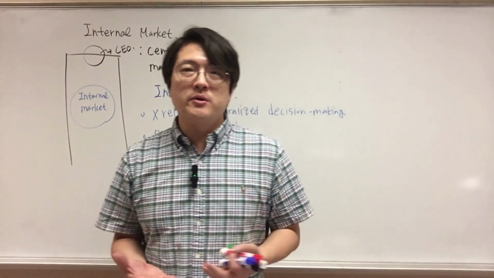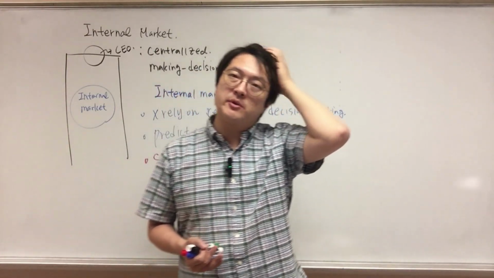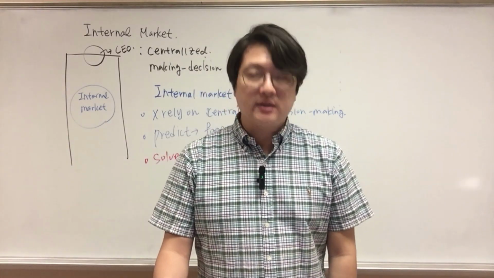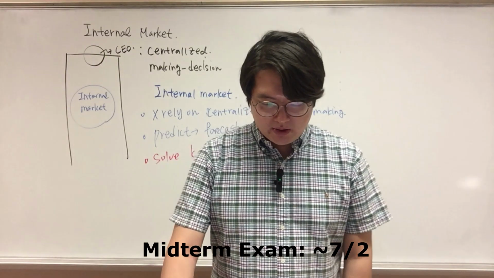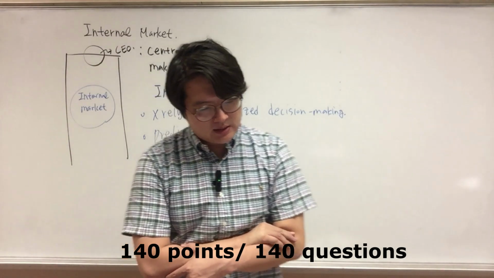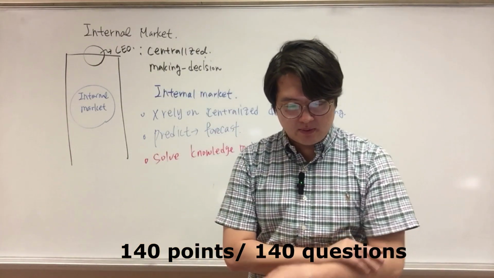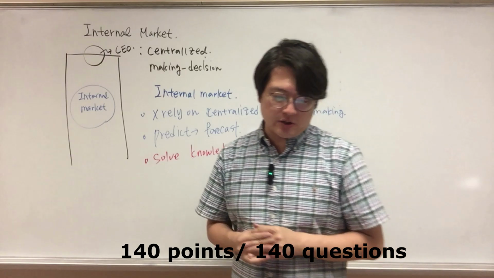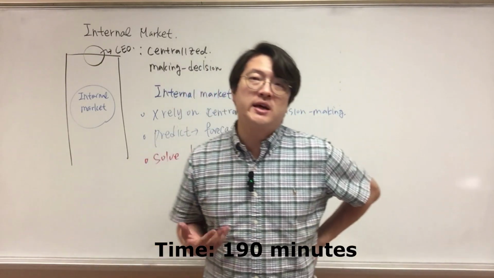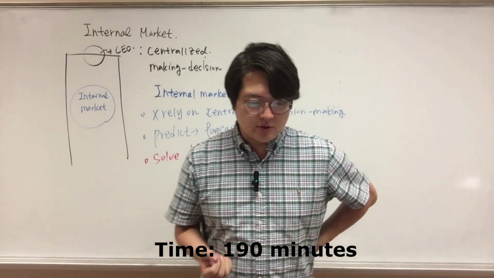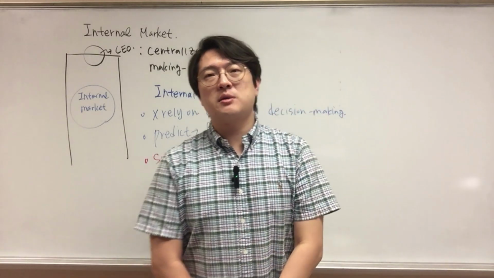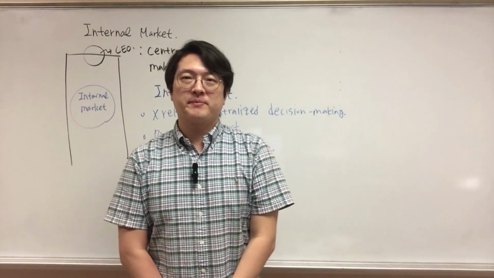Okay, so that's all for chapter 8, which is about gains from trade. And up to chapter 8, you should take the midterm exam. The midterm exam is worth 140 points. The midterm exam includes 140 multiple choice questions, and the time is 190 minutes. So you can answer each question twice. If you have questions about the midterm exam, please email me. Okay, so good luck.